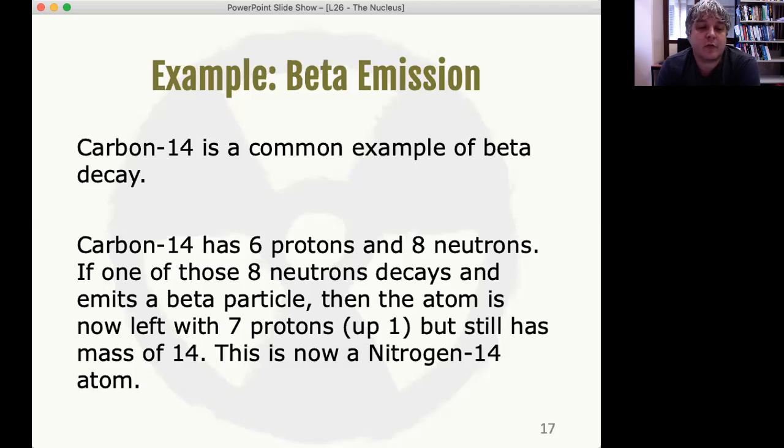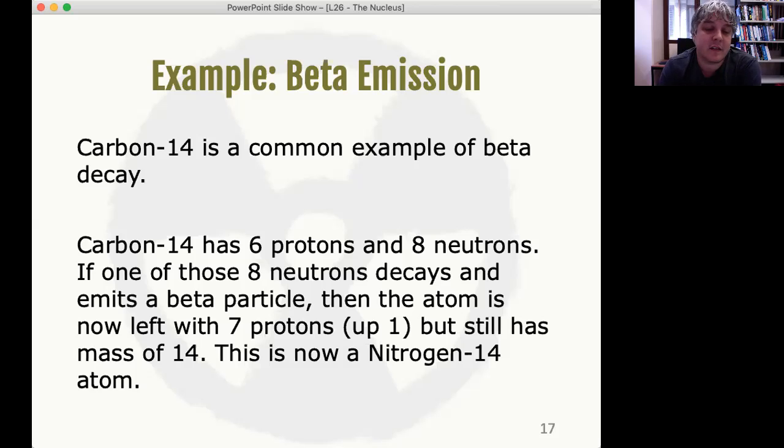One of those 8 neutrons can decay. Carbon-14 is radioactive, it can decay. So one of those 8 neutrons can decay and emit a beta particle and turn into a proton. That means we now have 7 protons. We've still got mass number of 14. There are still 14 nucleons, 14 things inside the nucleus.